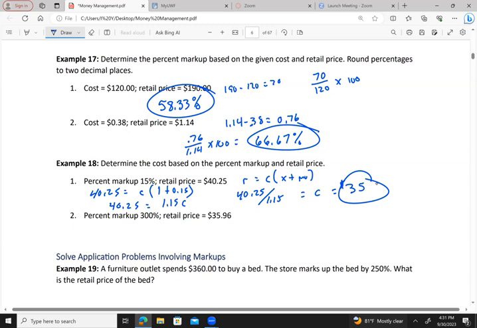So our markup is 300%, and that brings it up to 35.96. Well, the cost times 1 plus 300%, which would be 3, so essentially we have 4 times the cost is 35.96. So my cost is simply 35.96 divided by 4, which I believe is $9.99, but let me double check. $8.99. I was close.